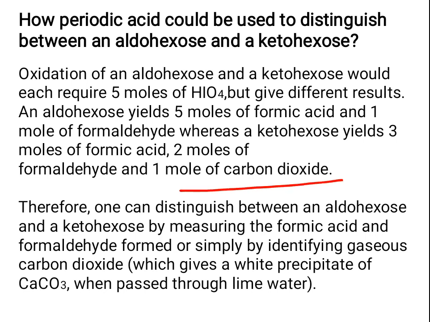So this is the most important thing. In case of ketohexose, you can get 1 mole of carbon dioxide. Therefore, one can distinguish between an aldohexose and a ketohexose by measuring the formic acid and formaldehyde formed, or simply by identifying gaseous carbon dioxide, which gives a white precipitate of calcium carbonate when passed through lime water. So you can easily detect this carbon dioxide, and from that you can say which one is the ketohexose.